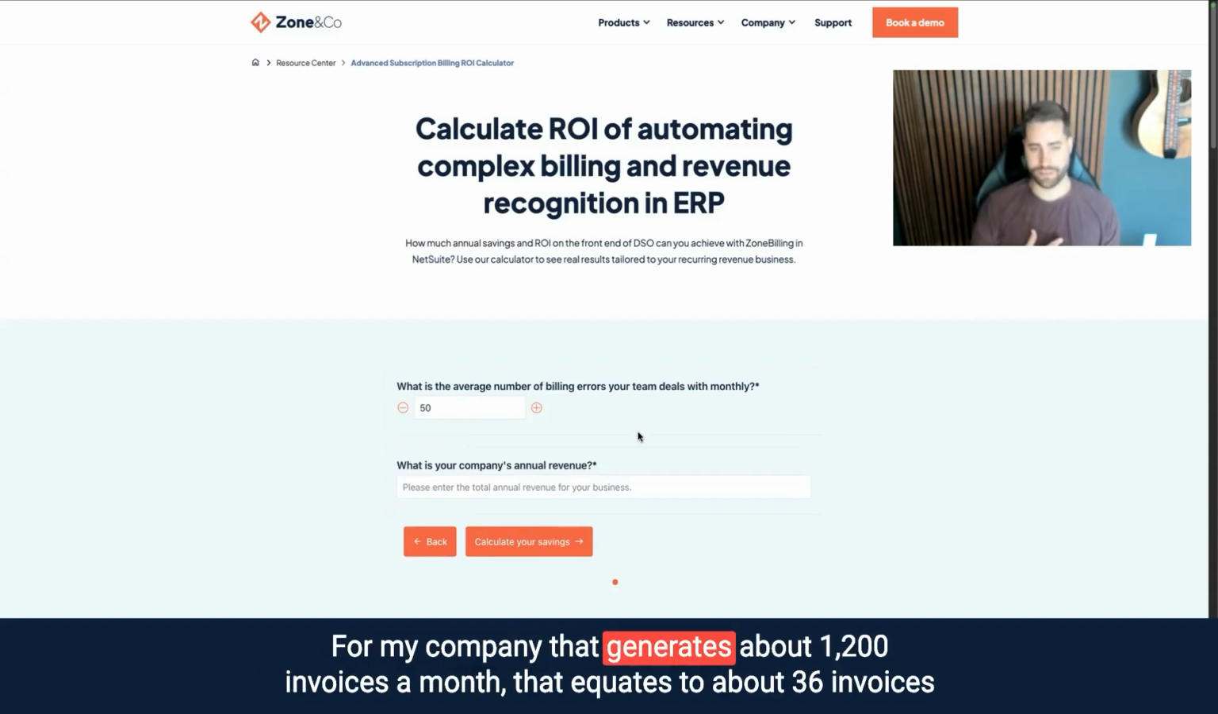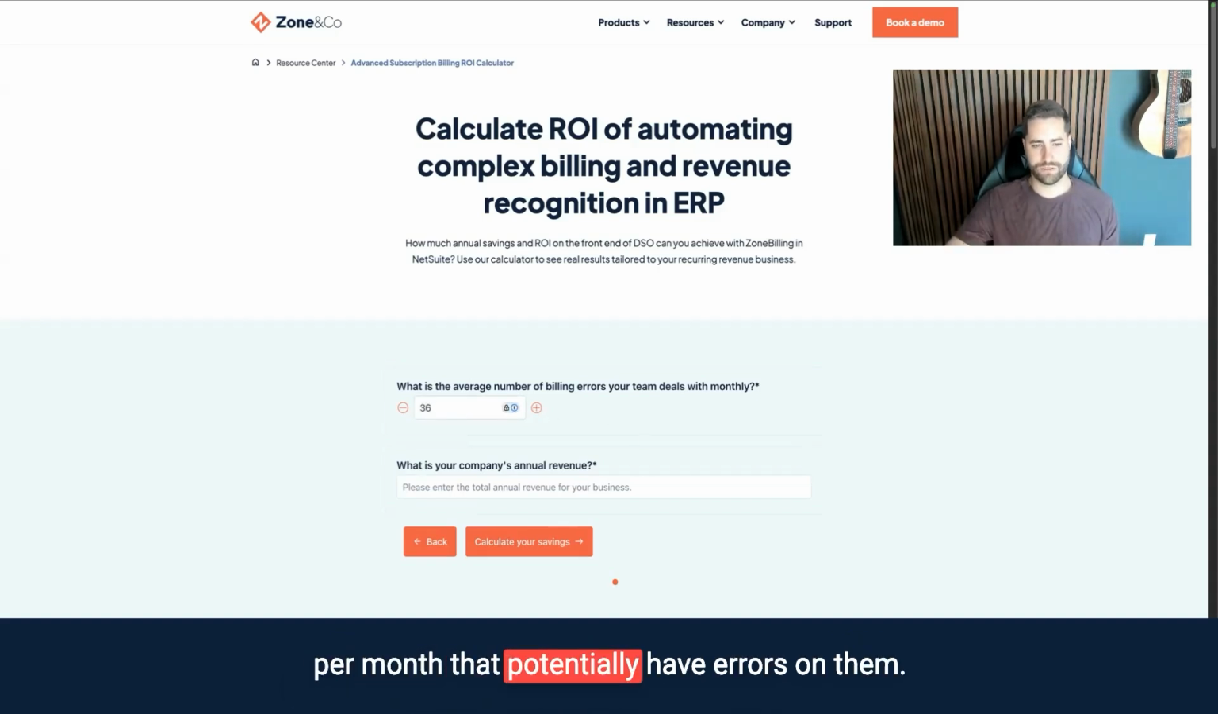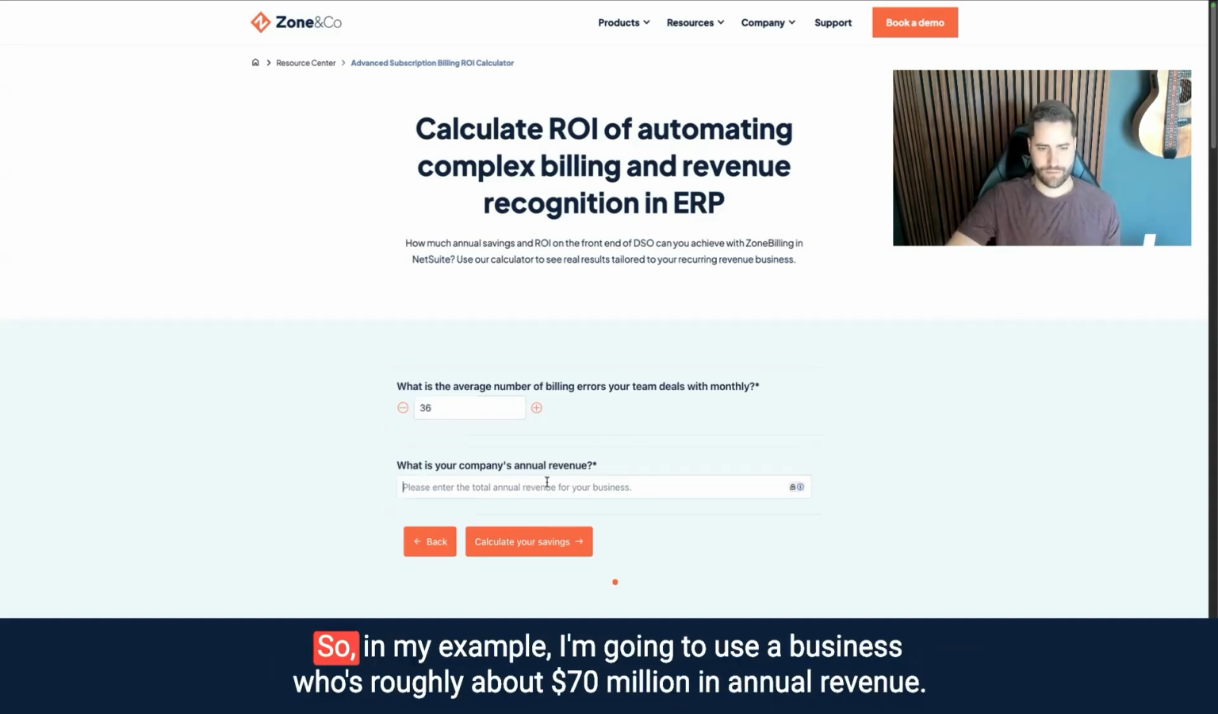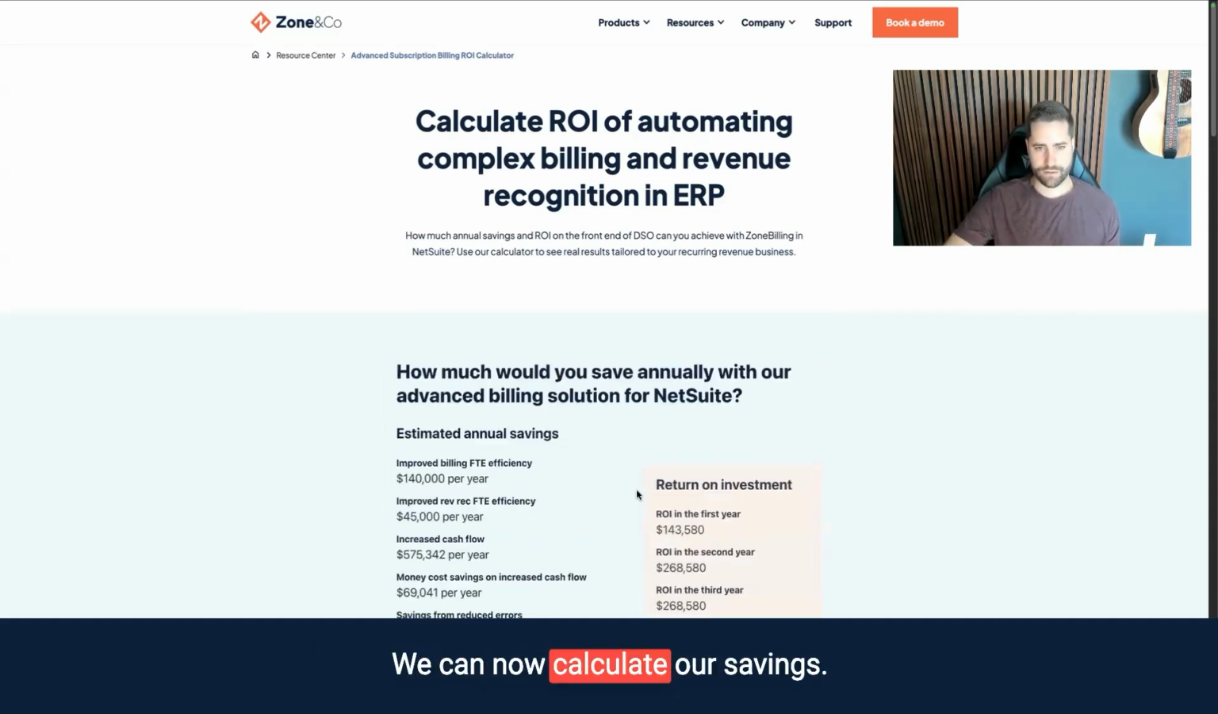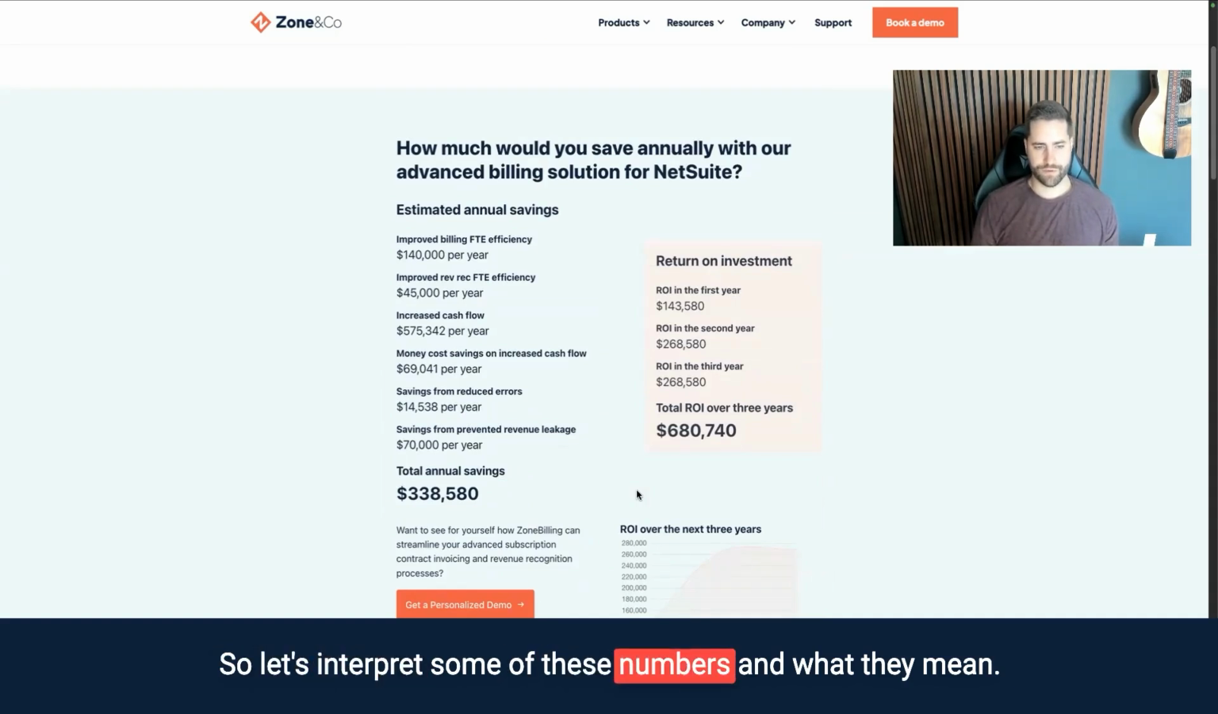For my company that generates about 1,200 invoices a month, that equates to about 36 invoices per month that potentially have errors on them. Next, enter the estimated annual revenue of your business. For my example, I'm going to use a business with roughly $70 million in annual revenue. And that's it. We can now calculate our savings. So let's interpret some of these numbers and what they mean.